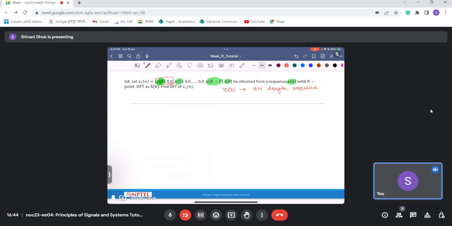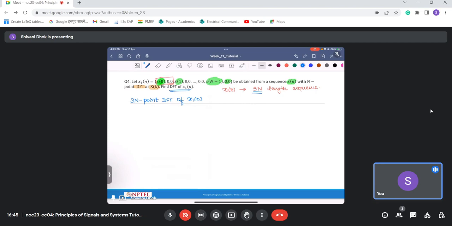Now another information that we have been given is this x of n has an n point DFT as x of k. And now using this information, we need to find the value of x1 of n. Now this DFT of x1 of n will be of length 3n. So what we need to find is the 3n point DFT of x1 of n.